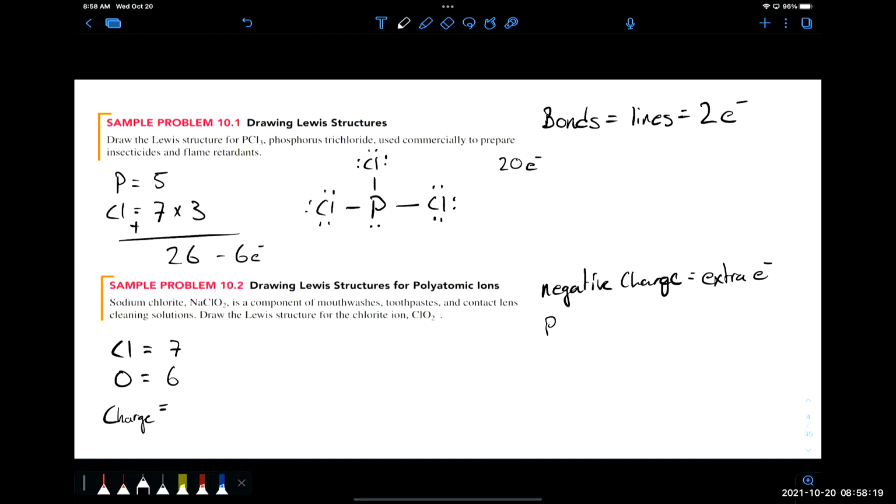A positive charge equals, I guess, removed electrons. So if you have a positive charge on something, for every positive charge, so if you have a +1, you're going to subtract and remove 1 electron from your total valence electron pool. If you have a 2+ charge, then you'll subtract 2 electrons, so on and so forth. And the opposite for negative charges.